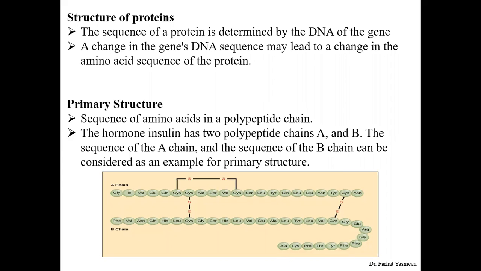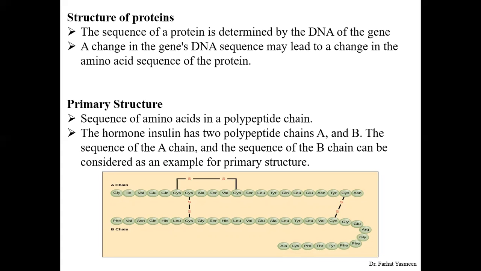Even if you change a single amino acid, that can change its overall structure and function. So to understand how a protein gets its final shape or conformation, we need to understand different levels of protein structure, which include primary structure, secondary structure, tertiary structure, and quaternary structure. So first of all, we will discuss the primary structure.